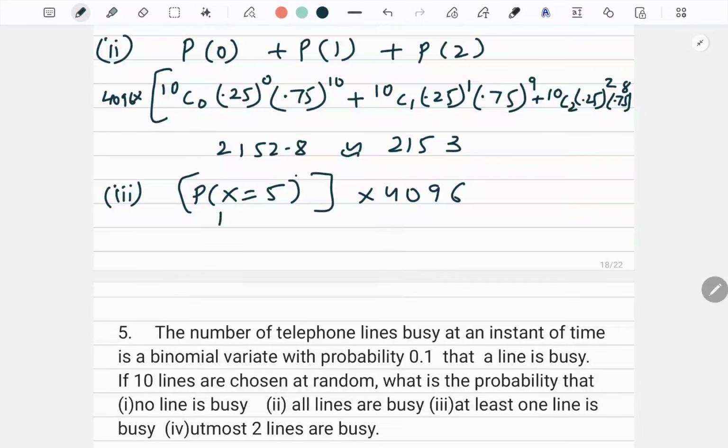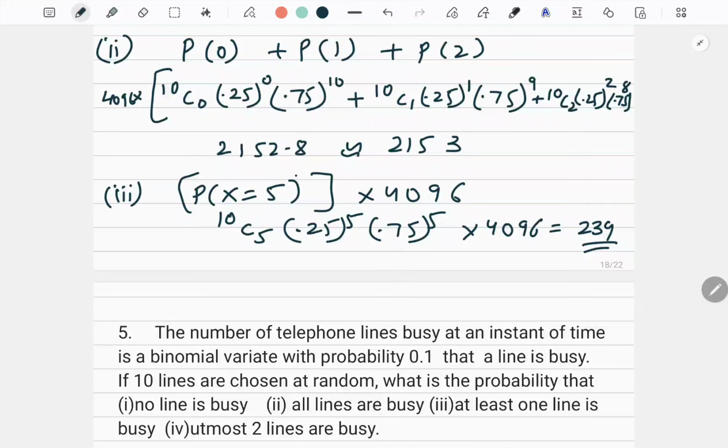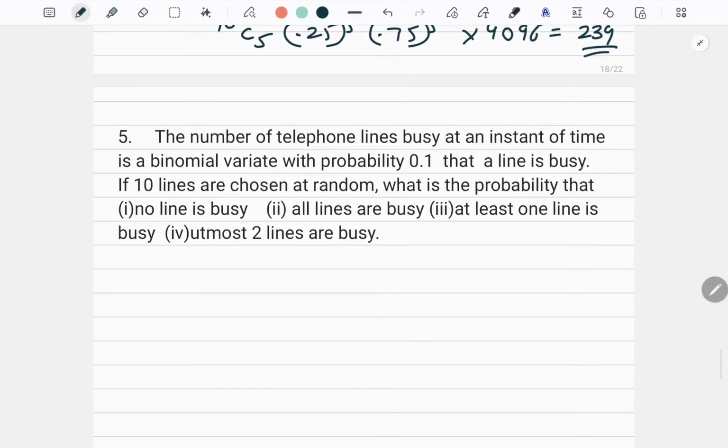Probability of 5 will be what? 10C5 0.25 to the power 5, 0.75 to the power 5, into 4096, which is equal to 239 approximately. So this is the answer. So doing questions is very easy. You only need to understand what exactly they are trying to say. So questions will always be easy. Just read it properly. Now look at the next question.